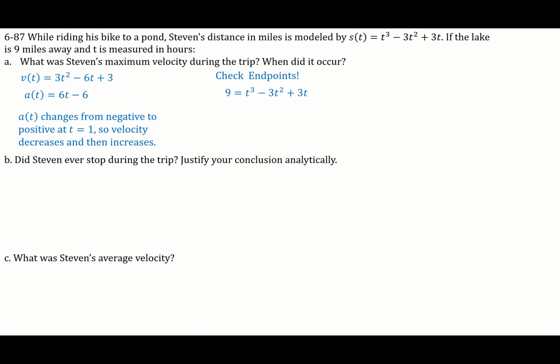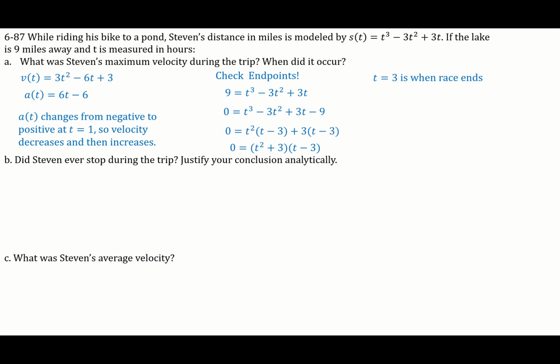Well, the second endpoint will be when the distance is equal to 9 because that's when he reaches the pond. So I'm going to go ahead and solve the distance equation set equal to 9 so I can figure out when he gets to the lake or gets to the pond. So subtract 9 from both sides. Yes, this is factorable by grouping. You can factor out a t minus 3 from the first two, factor out a t minus 3 from the second two, and then you're left with t squared plus 3 times t minus 3, which gives you t equals plus or minus i root 3, so that's not an answer, and t equals 3.